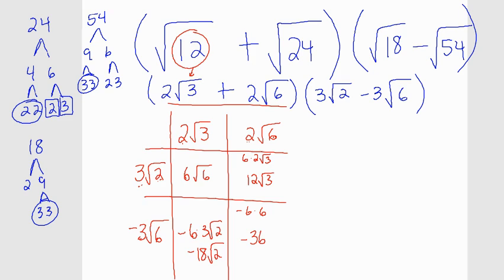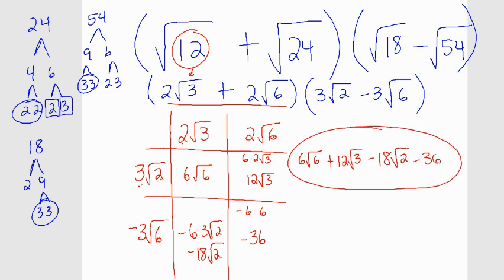So final answer, 6 root 6 plus 12 root 3 minus 18 root 2 minus 36, and nothing combines, so that is our answer.